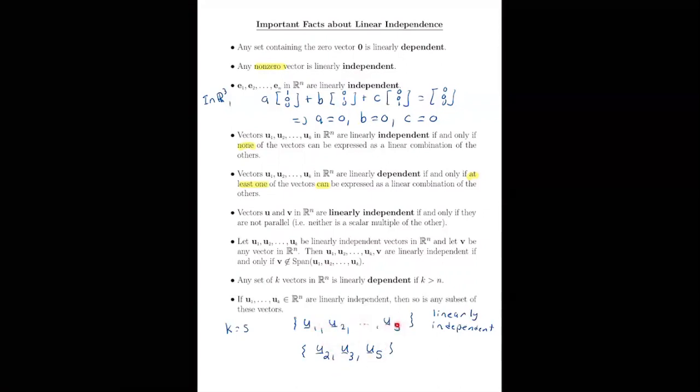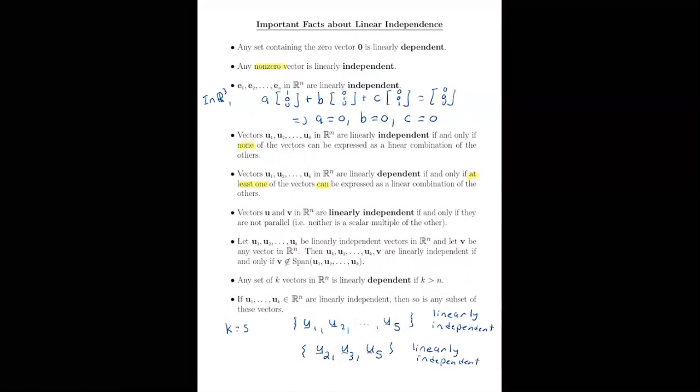Then this subset of this bigger set is still linearly independent. So if you have an independent set of vectors and you remove vectors from that set, then the smaller set is still linearly independent. But that's not necessarily true the other way. So if you have an independent set and you shrink it, then the new set is still linearly independent.